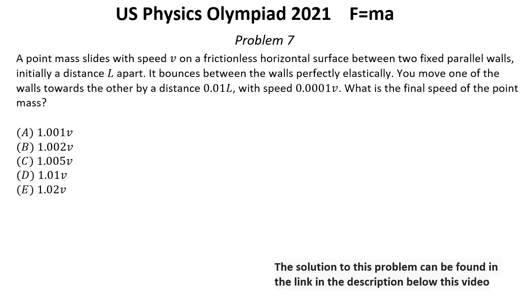Problem number 7. A point mass slides with the speed v on a frictionless horizontal surface between two fixed parallel walls, initially a distance big L apart. It bounces between the walls perfectly elastically. You move one of the walls toward the other by a distance 0.01 big L with a speed 0.0001 v. What is the final speed of the point mass?